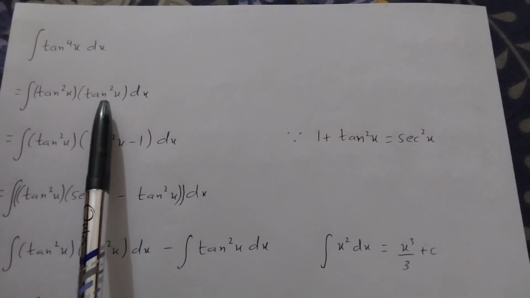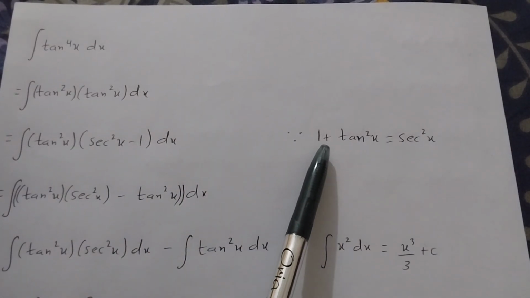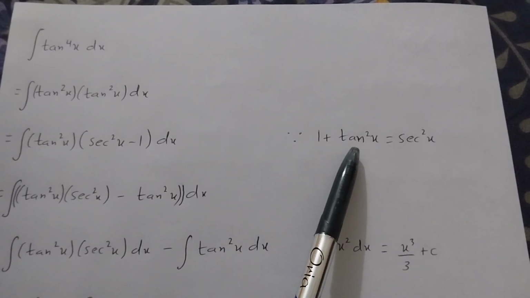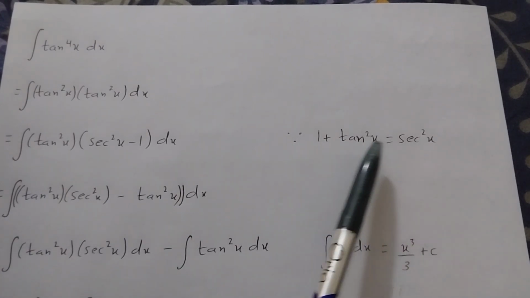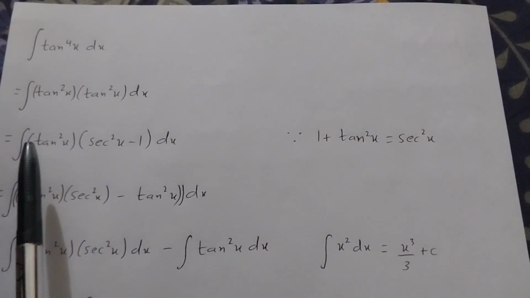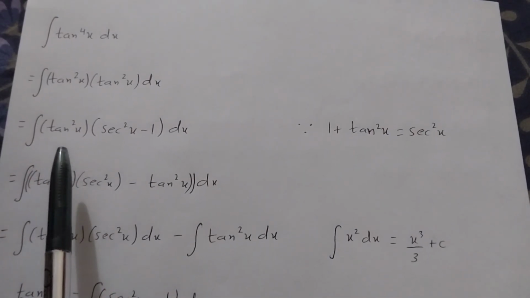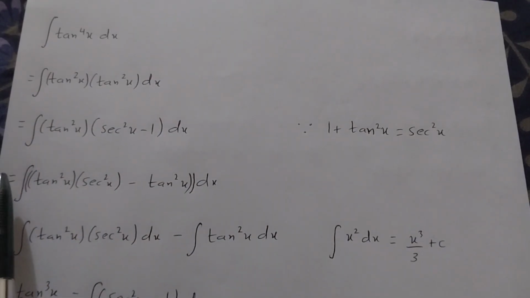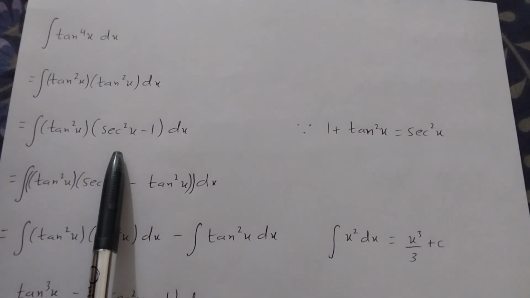So we will write this tan square x in the form of secant square x, and this is the identity: 1 plus tan square x is equal to secant square x. And we want to write tan square x in form of secant square x, so when this 1 is shifted to the right side, the value of tan square x will be secant square x minus 1. So I'm writing this tan square x as it is, and writing this tan square x as secant square x minus 1.